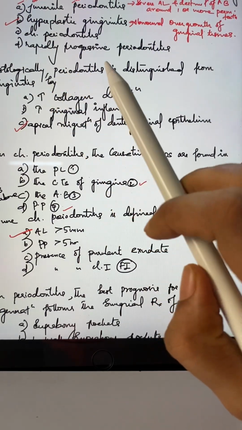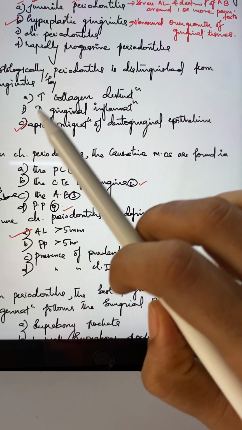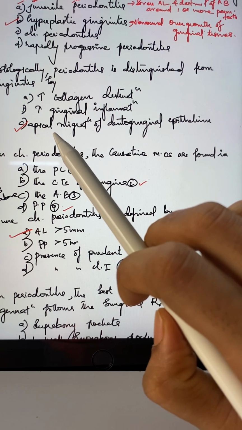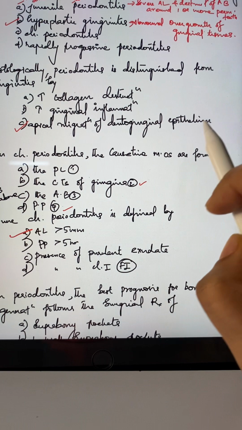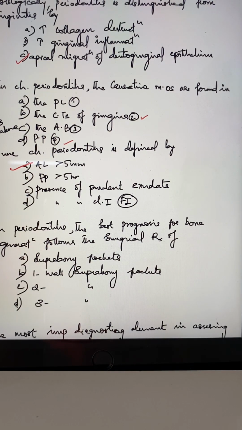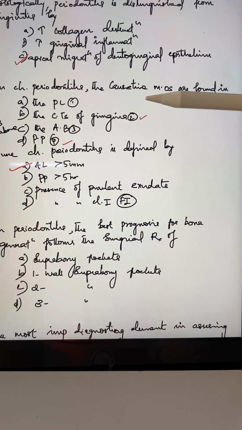Next is, histologically, periodontitis is distinguished from gingivitis by increased collagen destruction, increased gingival inflammation? No, it's by the apical migration of the dentogingival epithelium. Based on that, we can distinguish between periodontitis and gingivitis. Then in chronic periodontitis, the causative microorganisms are not found in the periodontal ligament, and mainly not in the alveolar bone. They can be seen mainly in the connective tissues of the gingiva and also the periodontal pocket.